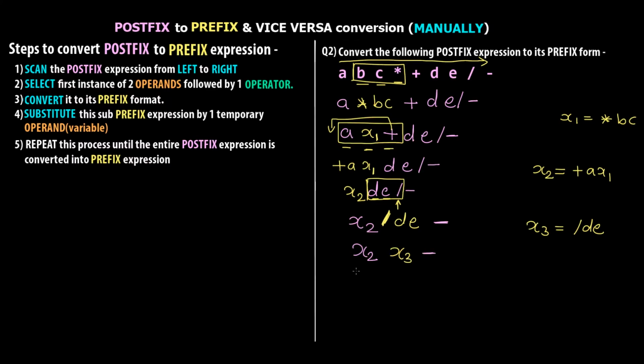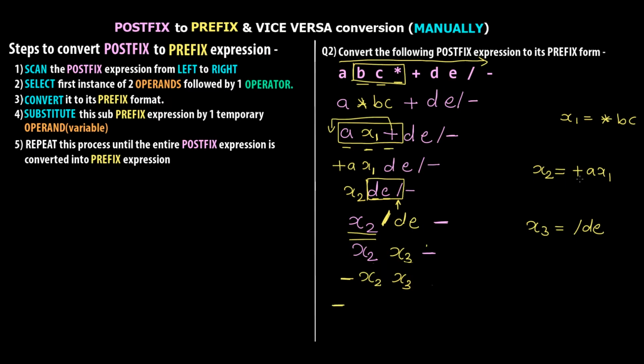So again, one operand, another operand followed by an operator. So again convert this whole thing back to prefix format. Minus comes here, so we will have minus x2 and x3. Okay, so now the conversions are pretty much done. The only thing left is we have to resubstitute all these temporary variable values so that we get the final prefix format. So what is x2? x2 is plus A x1. So I'm gonna write minus as it is.